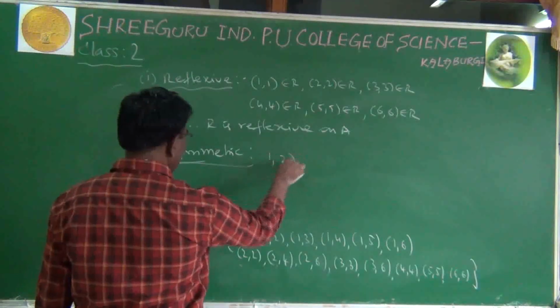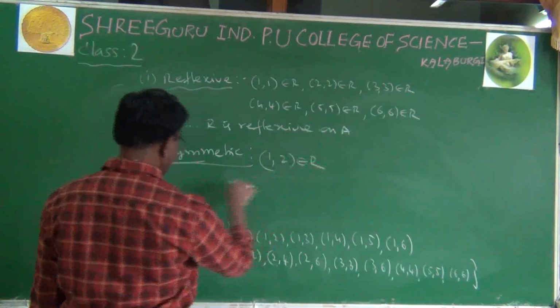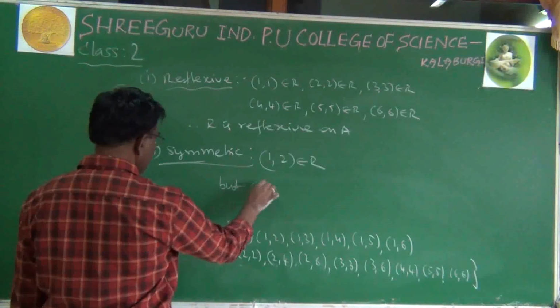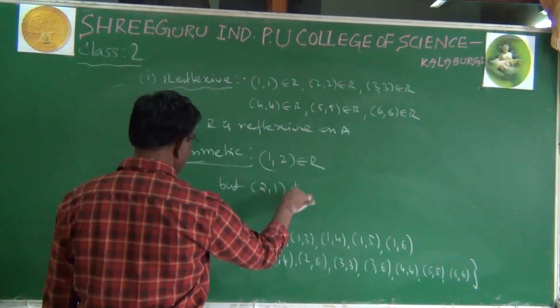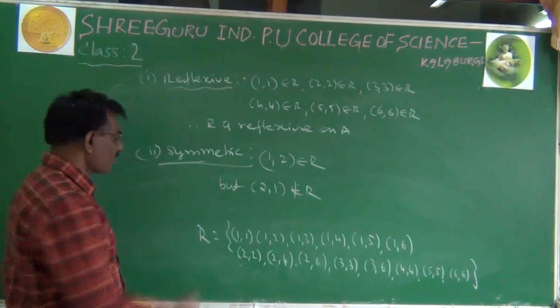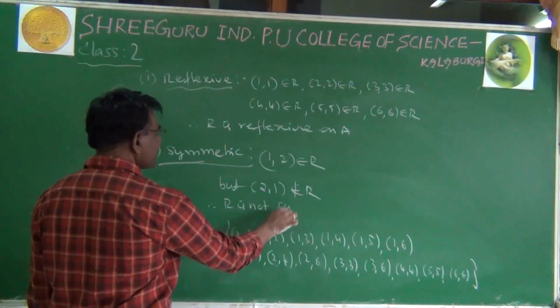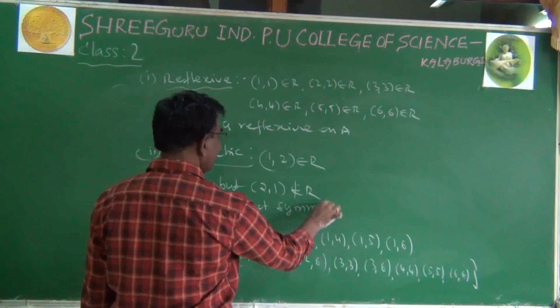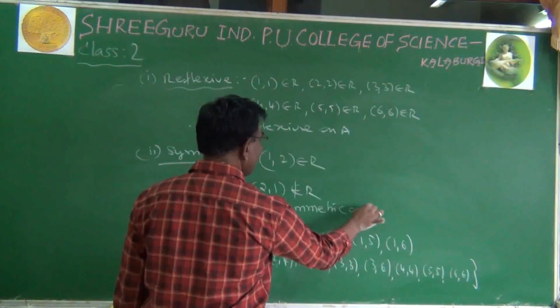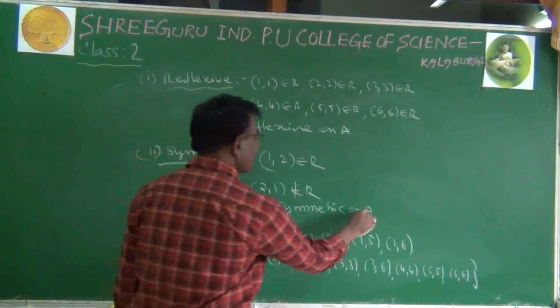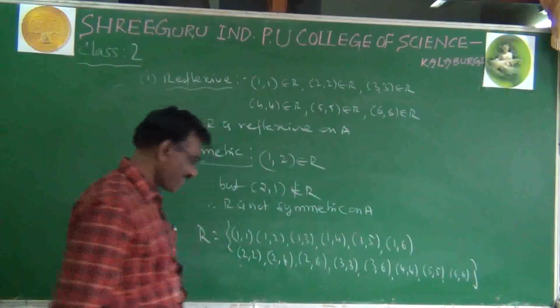(1, 2) belongs to R, but (2, 1) does not belong to R. Therefore, R is not symmetric on A.